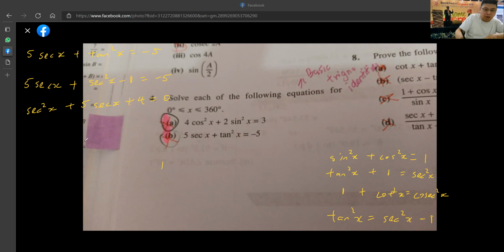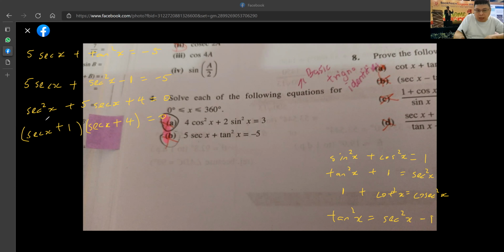So if you have to factorize this, another way to look at this is your secant x is your y. Okay, so to make things simple, you can let secant x be your y. If you are aware what you're doing, you can straight away just write secant x multiplied by secant x. You factorize, you have 4 and 1. Okay, when you factorize, you have secant x plus 1 and secant x plus 4.